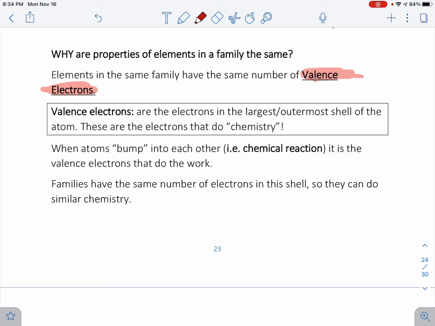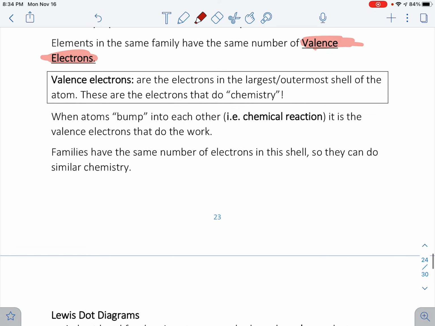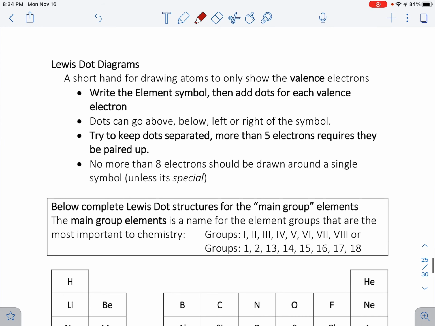These are the outside electrons, and they are why a group of elements, a family of elements on the periodic table, all have the same chemical reactions. So there's a second model that we can use to emphasize this property. Lewis dot diagrams are a shorthand for drawing atoms to only show the valence electrons.